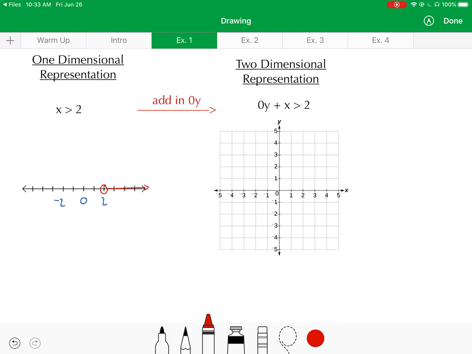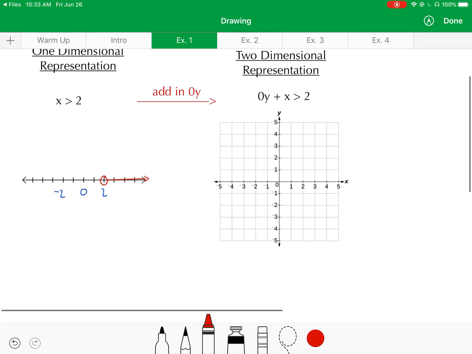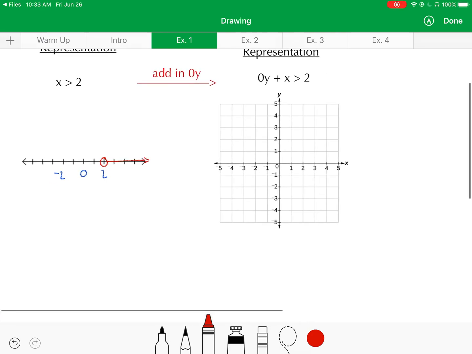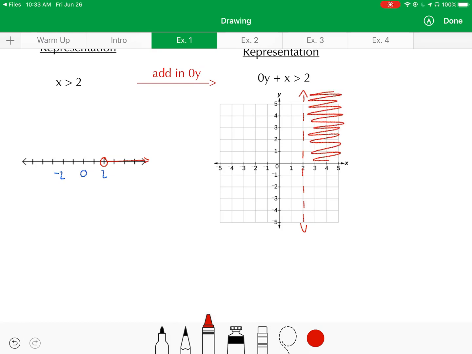Basically, whatever happens in this inequality, it doesn't matter what the value of y is, x is always going to end up being greater than 2. So what we're going to get here is a vertical line, which I'm going to represent with a dashed line here, and that would be at x equals 2. And then if I want any point whose x coordinate is greater than 2, and it doesn't matter what the y coordinate is, then that would be any of the points in this region right here.